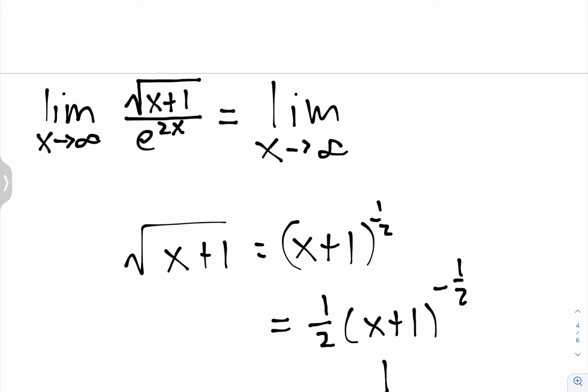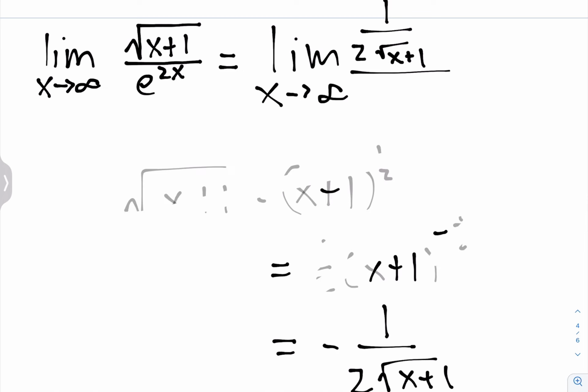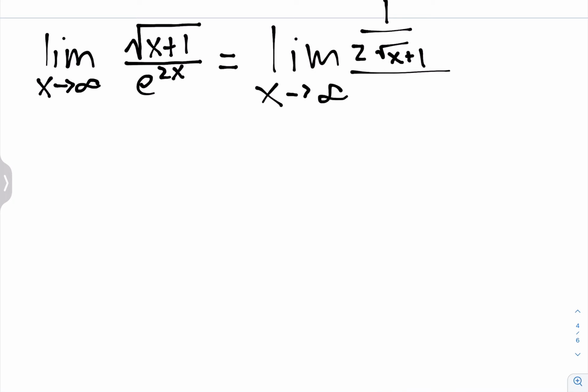Okay, so 1 over 2 root x plus 1 divided by the derivative of e to the 2x, which is just e to the 2x times the derivative of the exponent using the chain rule. So that's going to be just 2e to the 2x.